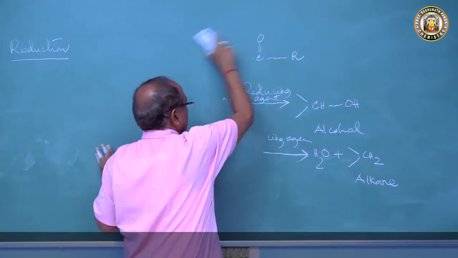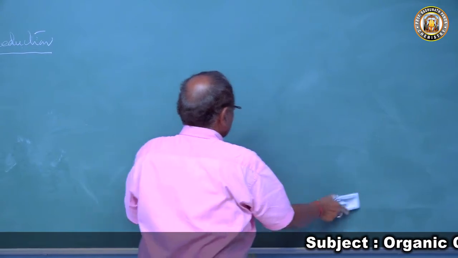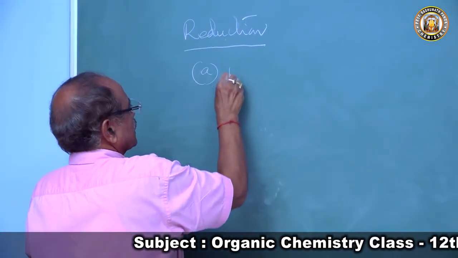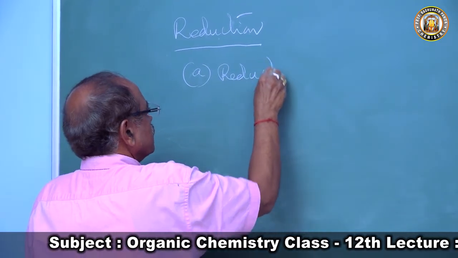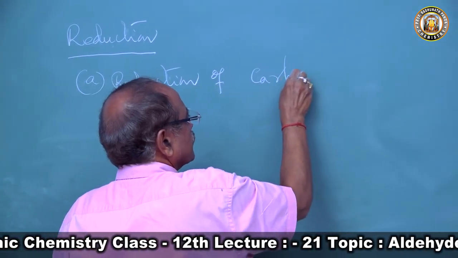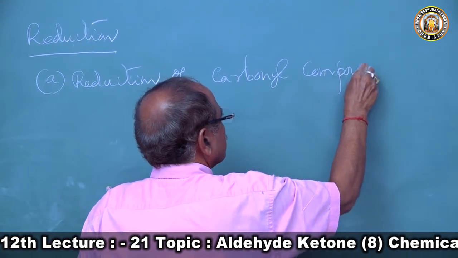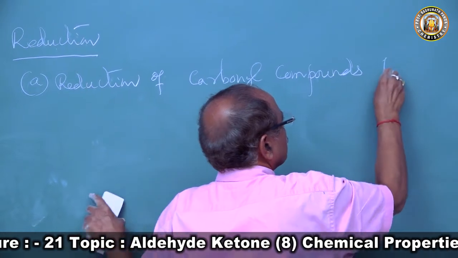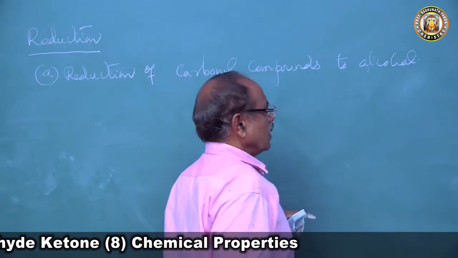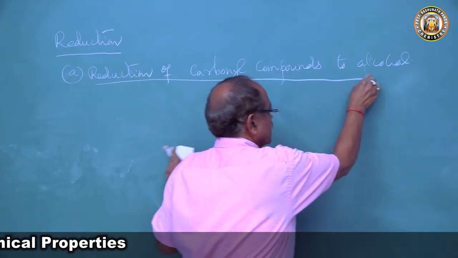So we will discuss the reduction of carbonyl compounds in two parts. First, reduction of carbonyl compound to alcohol. The carbonyl compounds can undergo reduction to alcohol.